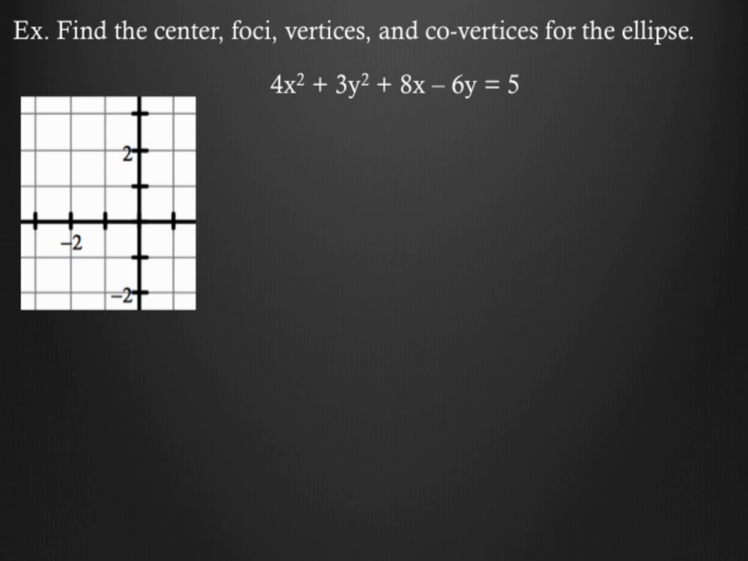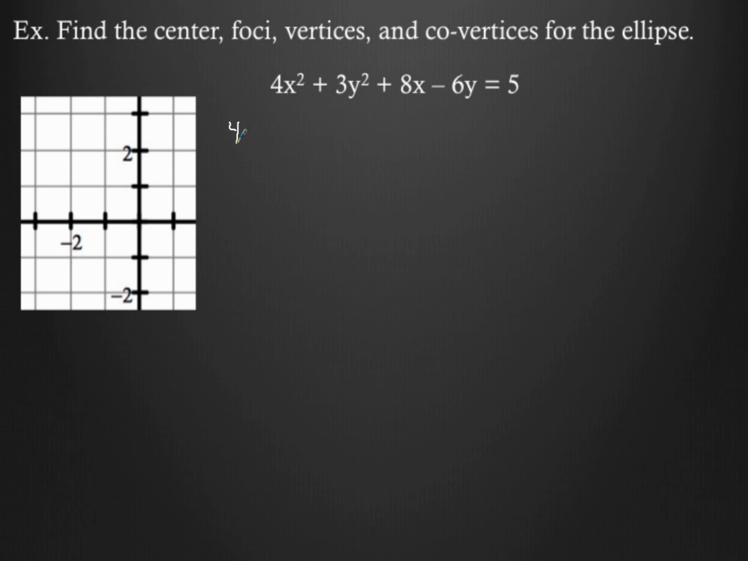All right, so here we go with our next example. Check this one out. It's asking to find the same stuff, but this time it's not in the form that we would like it to be. So in order to get this started, I'm going to regroup my terms so that I keep my x's together and my y's together. And giving you a heads up, we're going to have to use completing the square. So let's check it out.